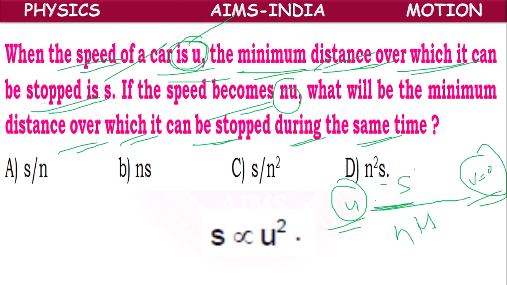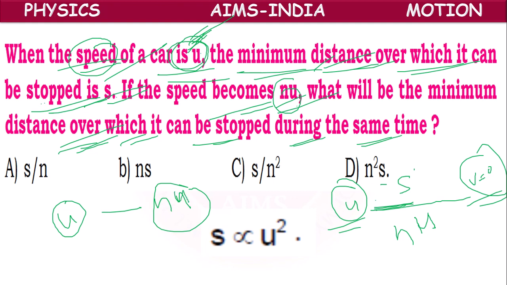When the speed of the car is u, then the minimum distance traveled by it is s. When the speed of the car becomes nu, then what will be the minimum distance? Because if the speed is increased by n, previously it was u, now it is nu.